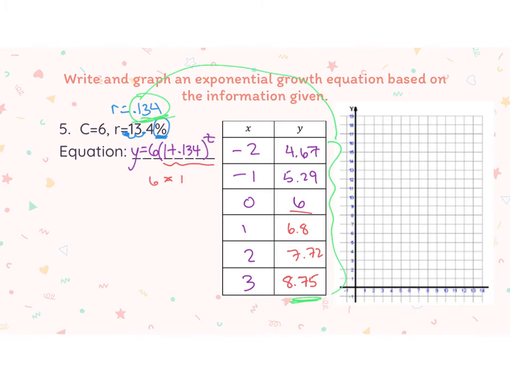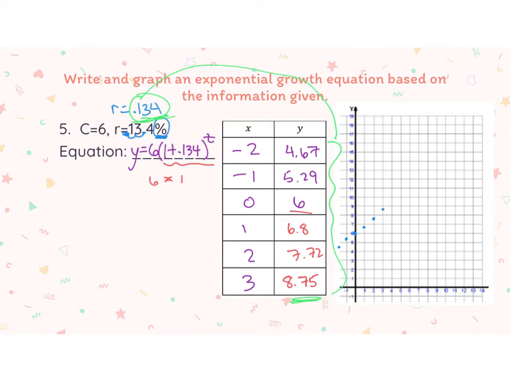All right, so let's put it on the graph. Negative 2, 4.67 is right about there. Negative 1, 5.29. Again, it's not a whole lot of growth, just barely above the previous one. 0 is 6. Then I'm at 6.8. Then I'm at 7.72. And then I'm at 8.75. So it almost looks linear here.